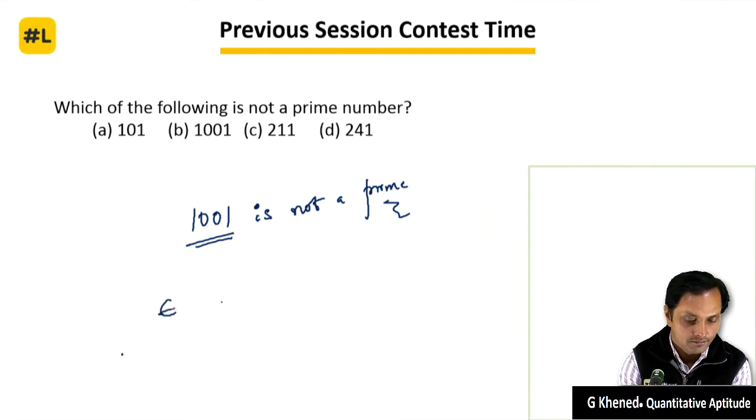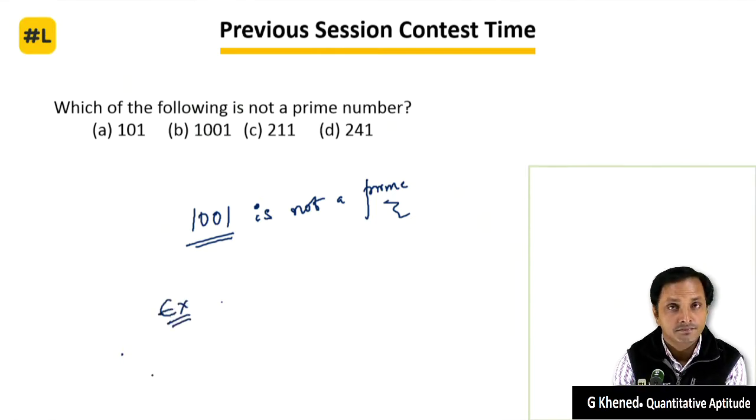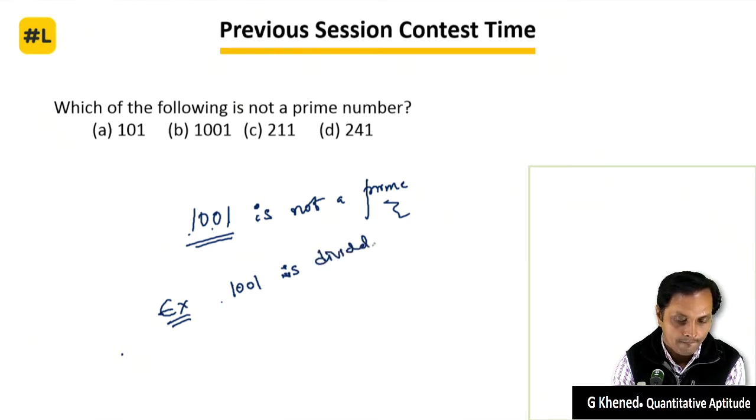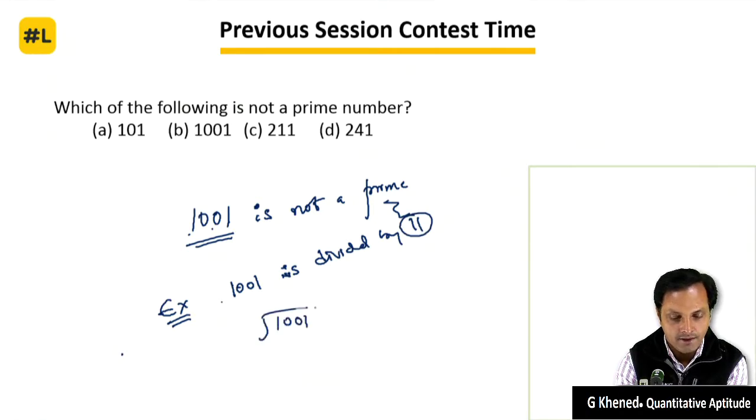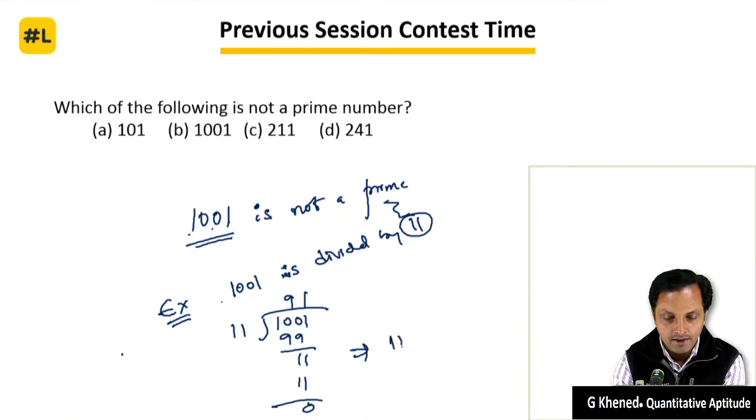Example, I will just show you. 1001 is divided by 11. You can check 1001, if you divide it by 11, what happens? 11 nines are 99, 11 ones are 11. So 11 into 91 is going to give you 1001.